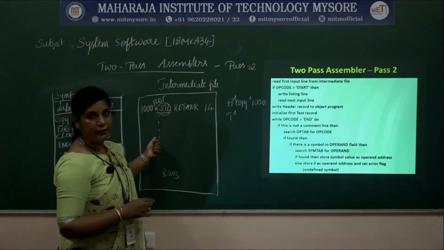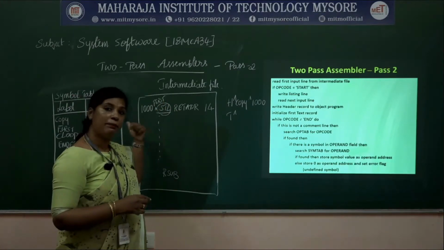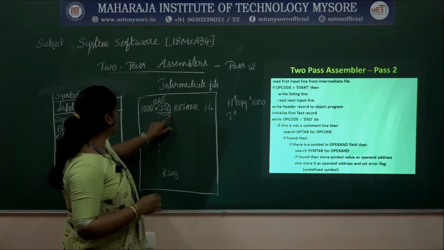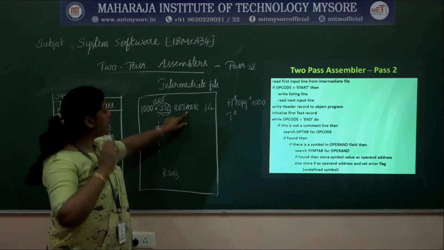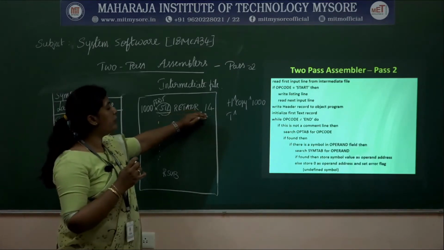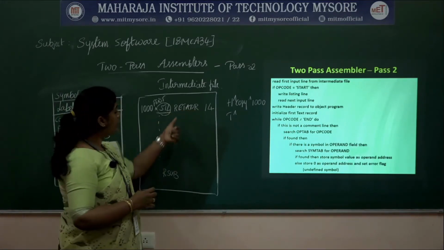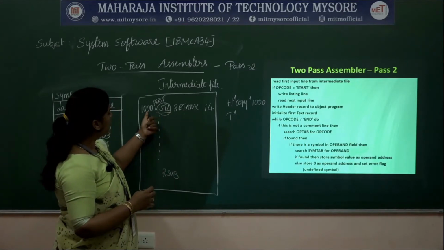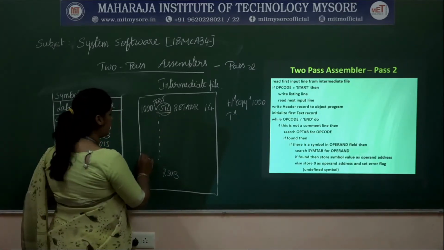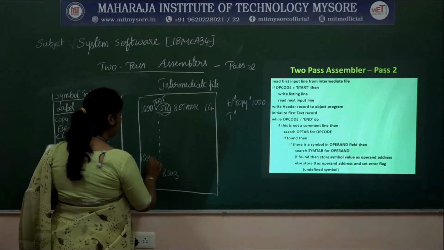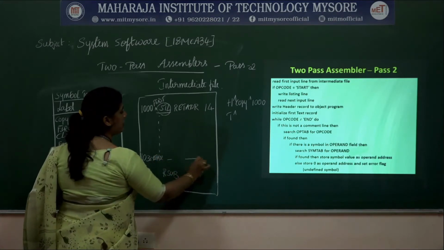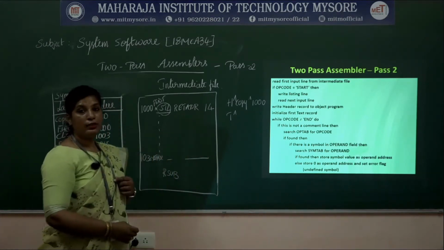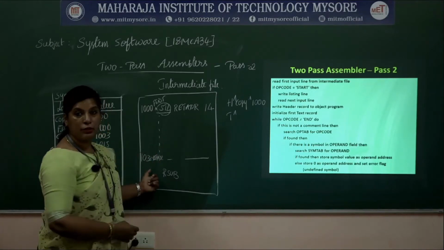It won't touch the label field here because the label field is processed during pass 1 only. What it is going to do is get into the operand field. It has to convert its symbolic value into its equivalent address. This instruction is at memory location 1000, but the return address is defined at memory location 1033. So directly it cannot jump to 1033 here.